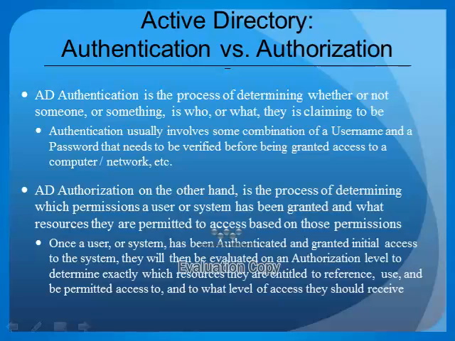Active Directory authorization, on the other hand, is the process of determining which permissions a user or system has been granted and what resources they are permitted to access based on those permissions. Once a user or system has been authenticated and granted initial access to the system, they will then be evaluated on an authorization level to determine exactly which resources they are entitled to reference, use, and be permitted to access, and to what level of access they should receive based on those permissions.